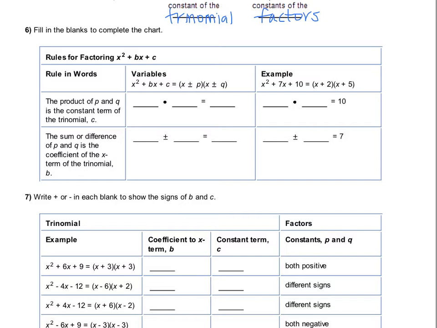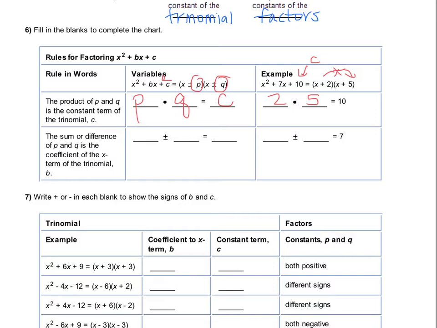So there are some rules that come along with factoring. Again, these are just things that you need to write down because they're going to ask you on the quiz. So what you need to know is that the product of P and Q, so if I were to multiply P times Q, it's always going to give me C. Okay? So P times Q will always give me C. So in this example, C is 10. If I multiply 2 times 5, I get 10. So that's where that comes from.